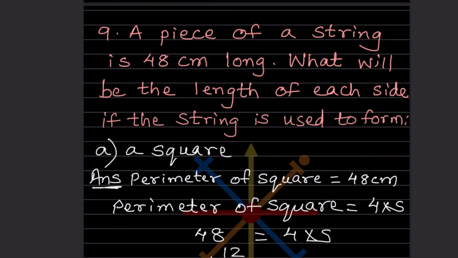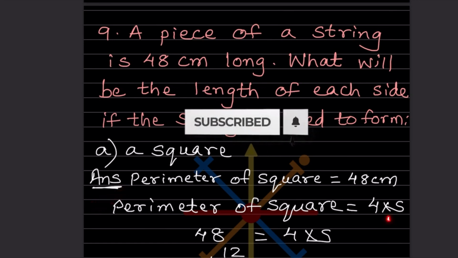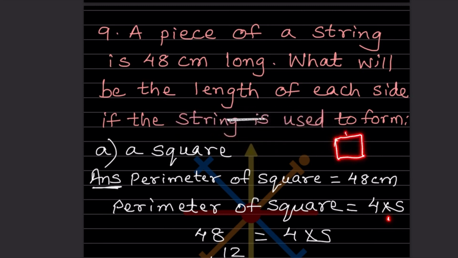So what are you going to do? Because you want the length of each side, you want the side of the square given the perimeter. So here you will write the perimeter of square is 4s. You know this is a square. Perimeter means the sum of all sides. So this is a side, this is a side, this is a side, and this is also a side. Square means all the sides are going to be the same.